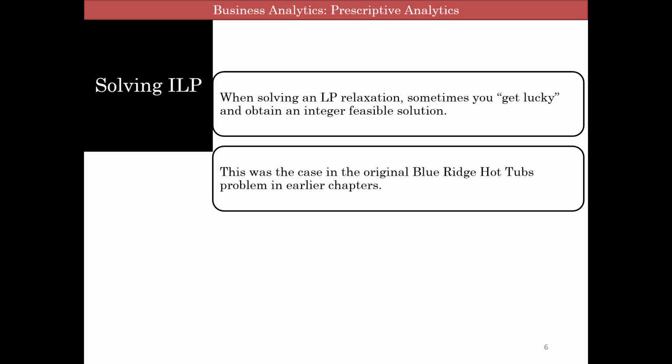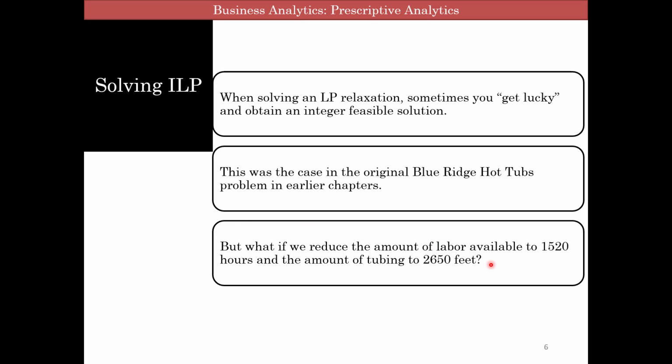So this was the original case with Blue Ridge hot tubs from earlier chapters. But if we reduce the labor hours to 1520 and the amount of tubing to 2650, you'll see that your solution now has decimal values. And we'll talk about how rounding off doesn't just help.